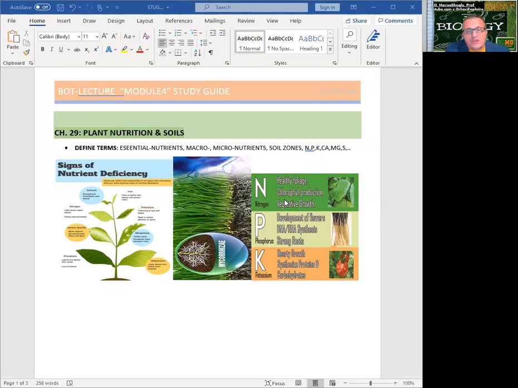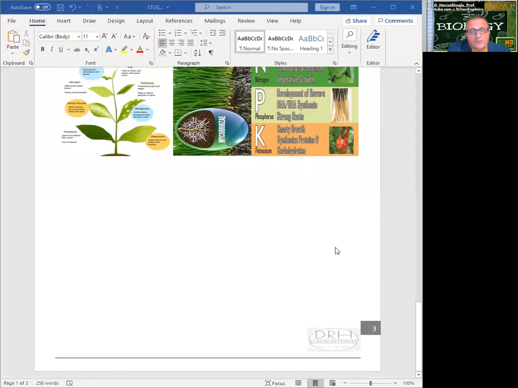The 3 major plant foods that are commercially most common are NPK: nitrogen, phosphorus, potassium. As we know, nitrogen is a very big one. Basically, it is involved in chlorophyll production, vegetative growth, and healthy foliage. Phosphorus is involved in flowering and DNA synthesis, and potassium is involved, again, in healthy growth and synthesis of proteins and carbohydrates.